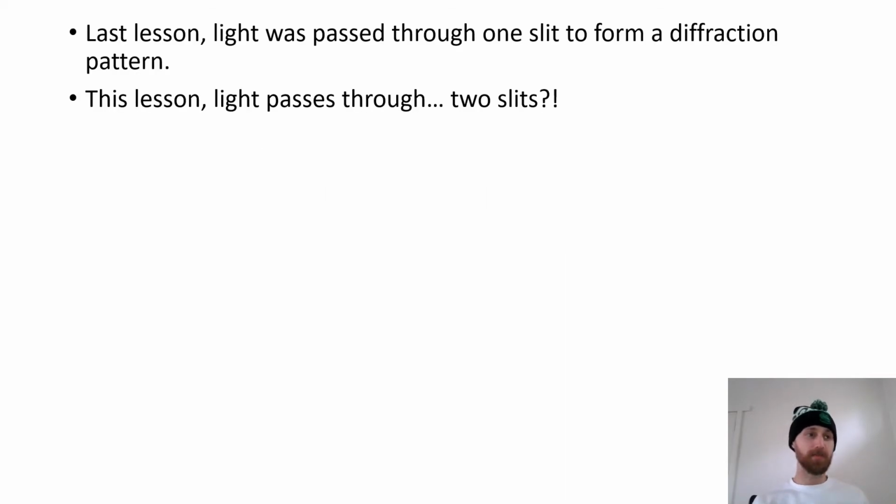So it says last lesson was the one before that. In that lesson, light was passed through one slit and we got what was called a diffraction pattern. This is called the double slit experiment. So in this lesson, light passes through 2 slits, and there's going to be some physics involved there that's a bit more in depth than what we saw when we only had 1 slit.